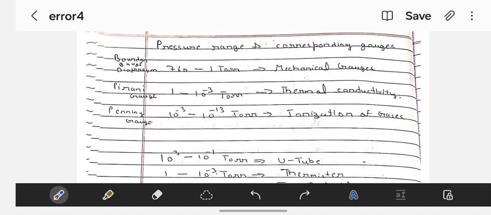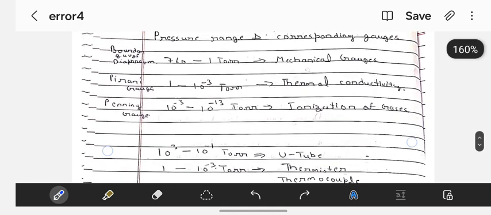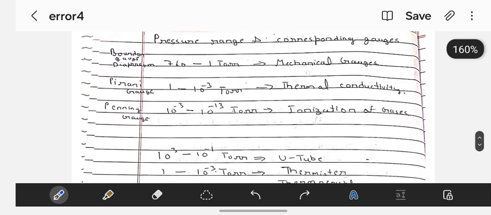If you need to measure the 760 to 1 torr range pressure, then that will be measured by mechanical gauges, that are manometer, barometer. We have many, like the Bourdon gauge and diaphragm gauge. Then if we need to measure a small pressure, that is 1 to 10 to the minus 3 torr, that will be measured by thermal conductivity. One name of this gauge is the Pirani gauge. You can search about it.